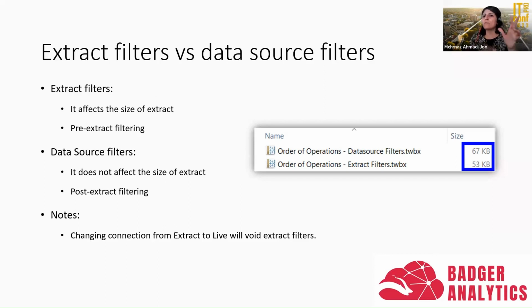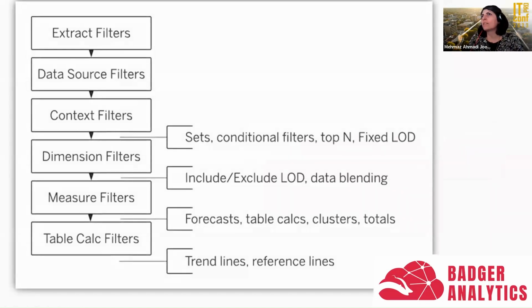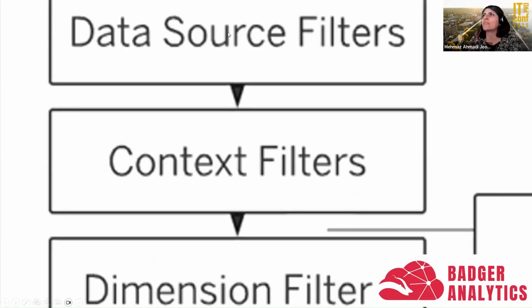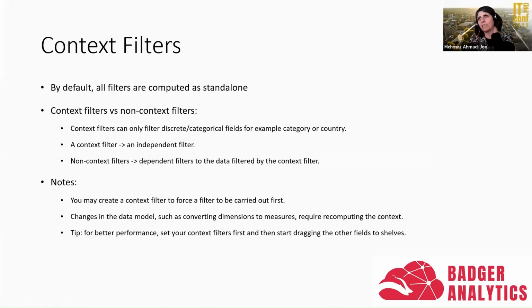Okay, so these two take precedence. All right, so first of all, extract filters and then data source filters. What's the next one? All right, so from this hierarchy, we see that the next one is the context filter. Let's take a look at it. Our context filter, if you see, comes after data source. So what's a context filter?